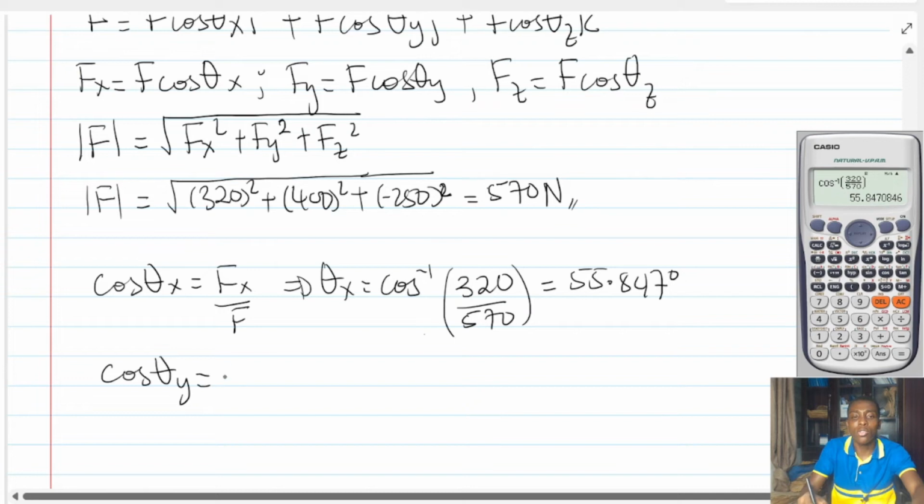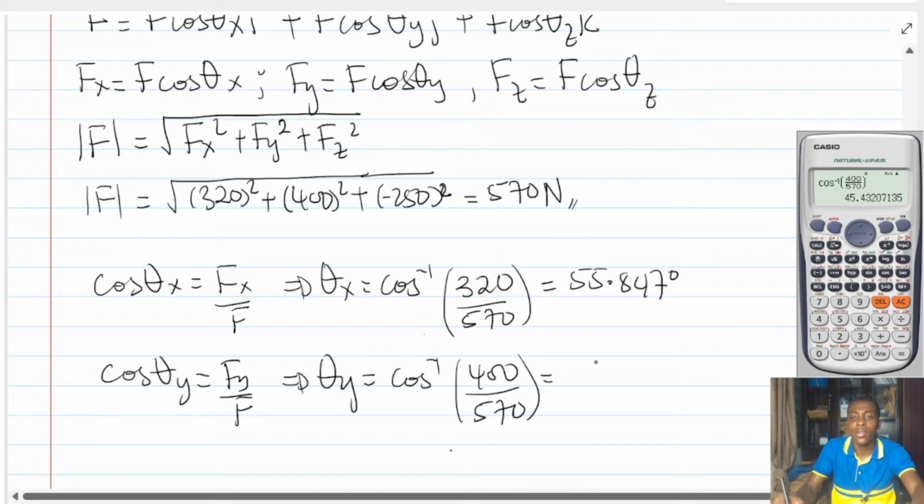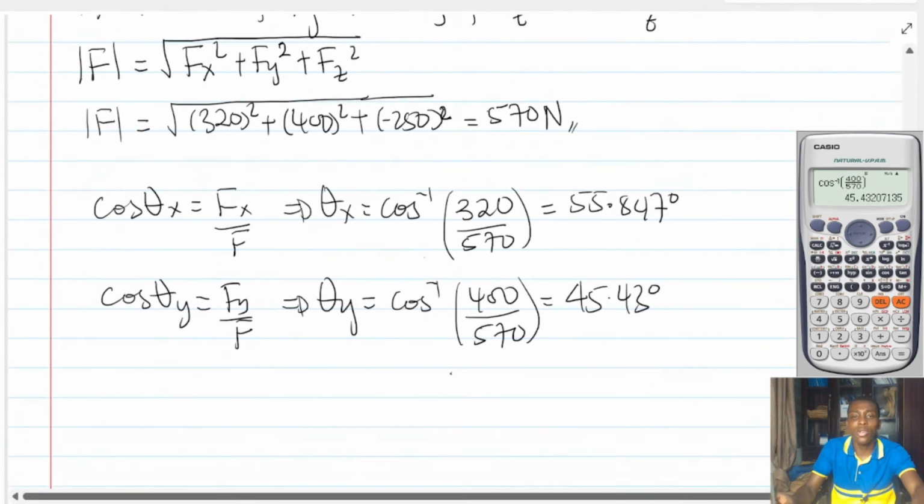And cos theta y is also Fy divided by F. In other words, theta y is going to be cosine inverse of 400 divided by 570. And what do I get for that? I'm going to get 45.43 degrees.